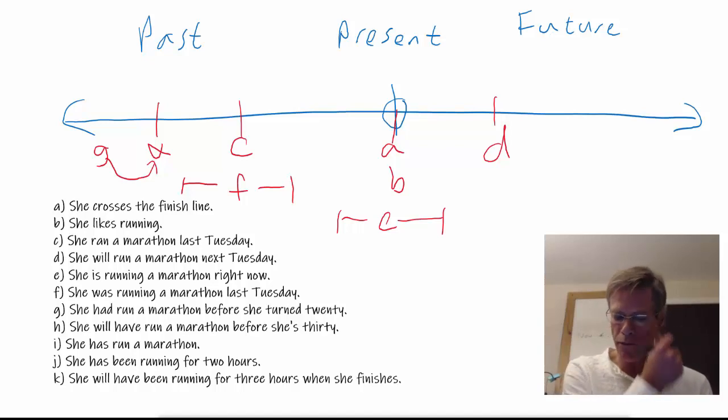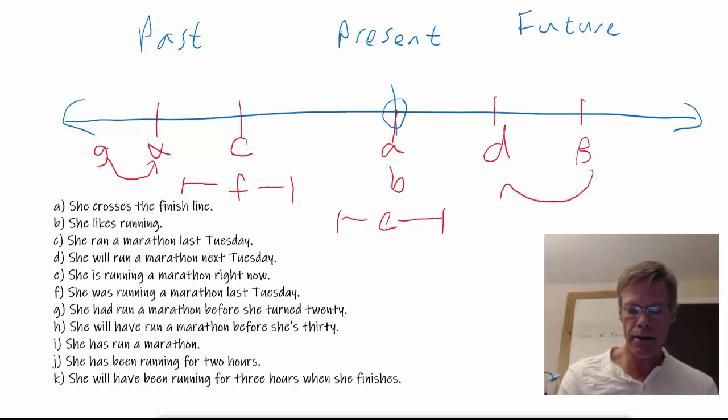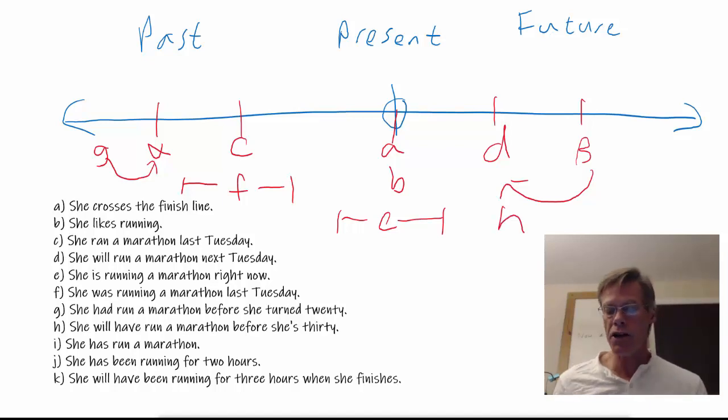Likewise, if we say she will have run a marathon before she's 30, then presumably there's some event, let's call that beta, of her turning 30, and we're saying anterior to that, there's going to be an event H where she runs a marathon. Now, actually, we're not saying whether H happens in the future, the past, or the present. All that matters is that H is anterior to beta, that it happened before she turns 30.